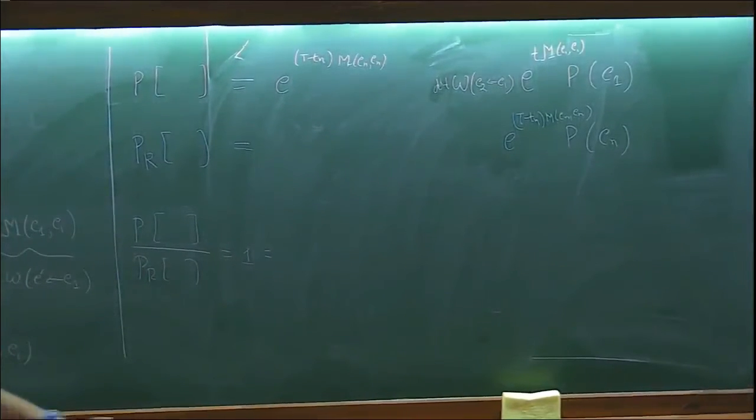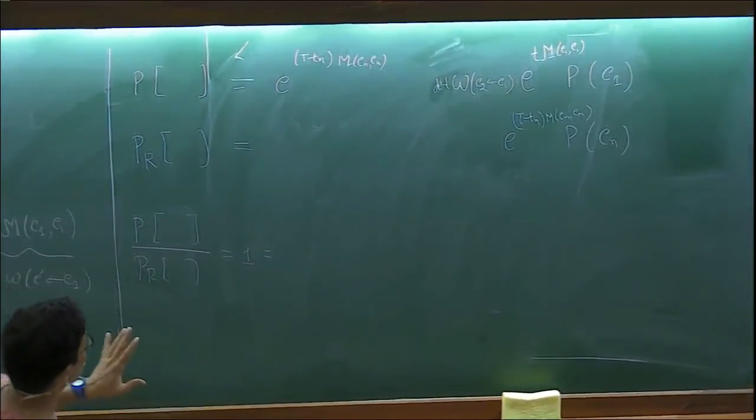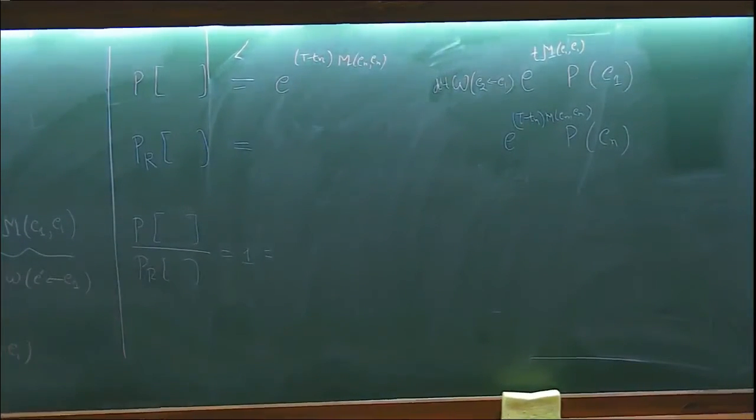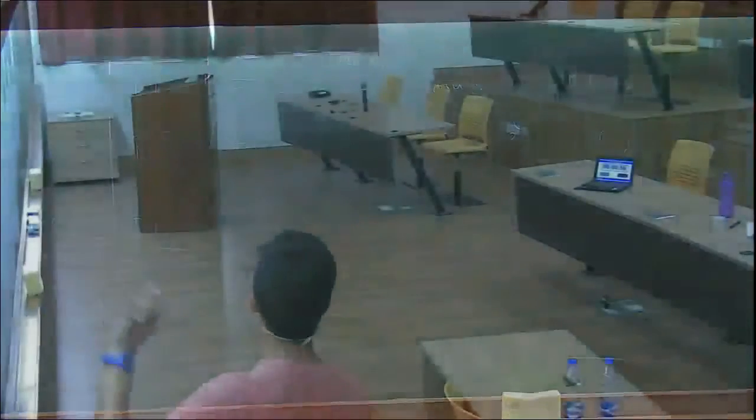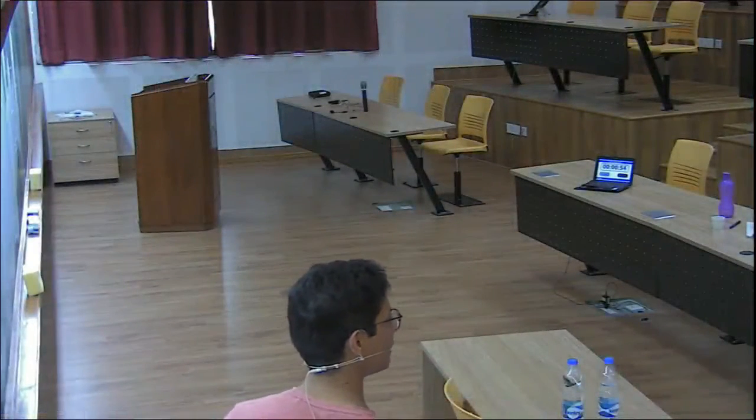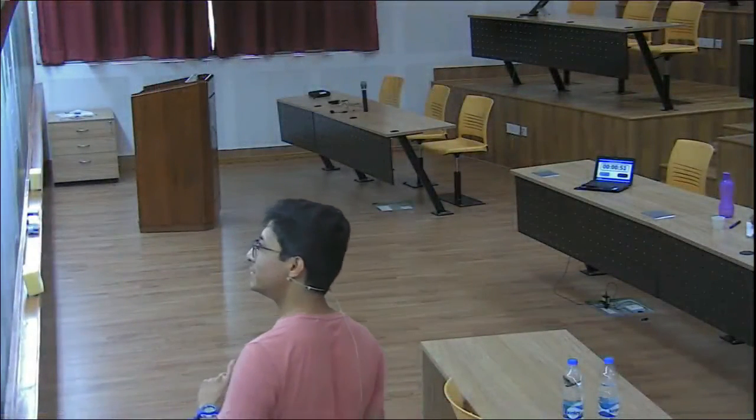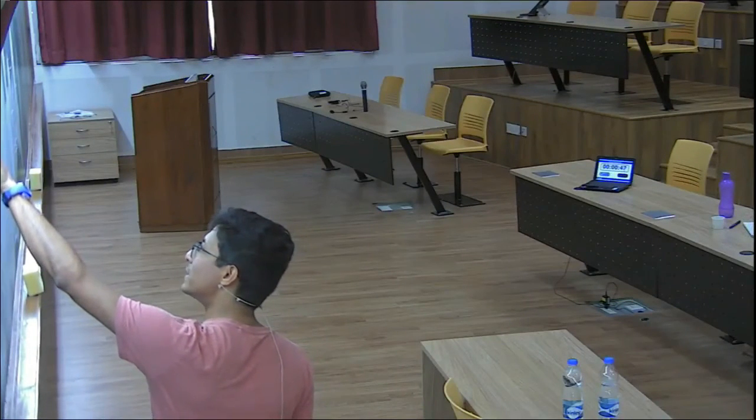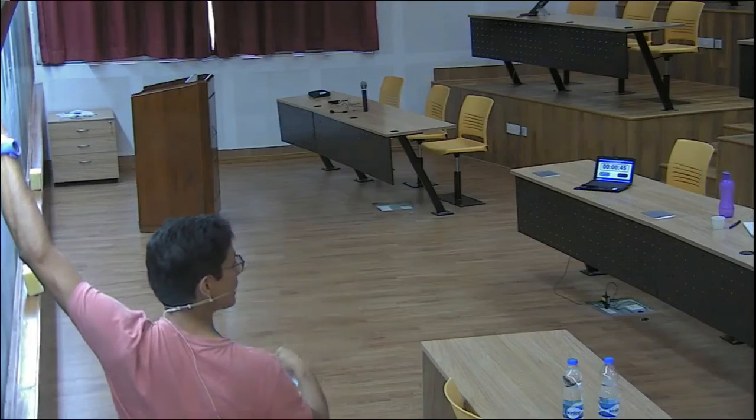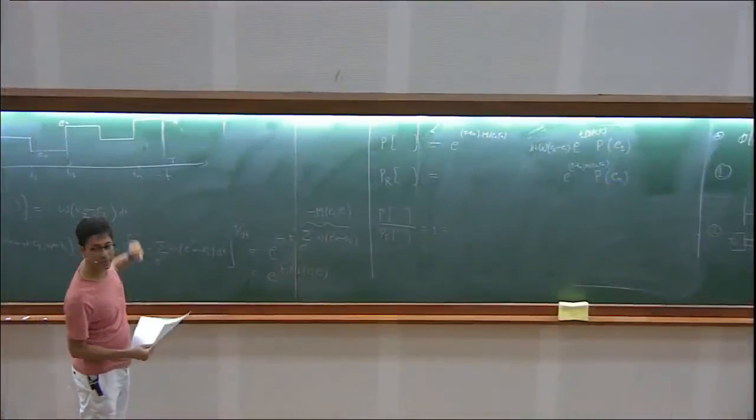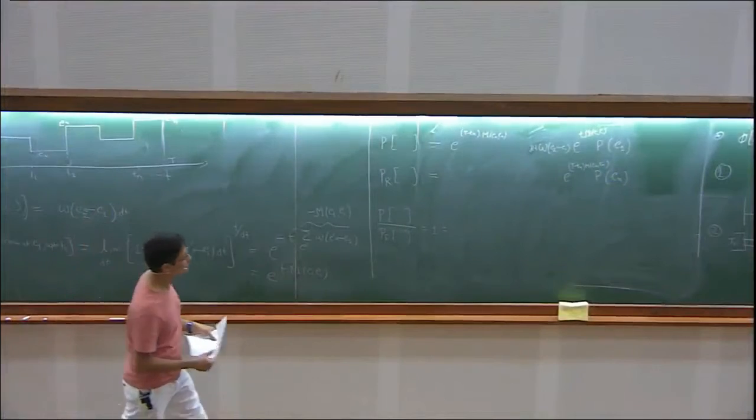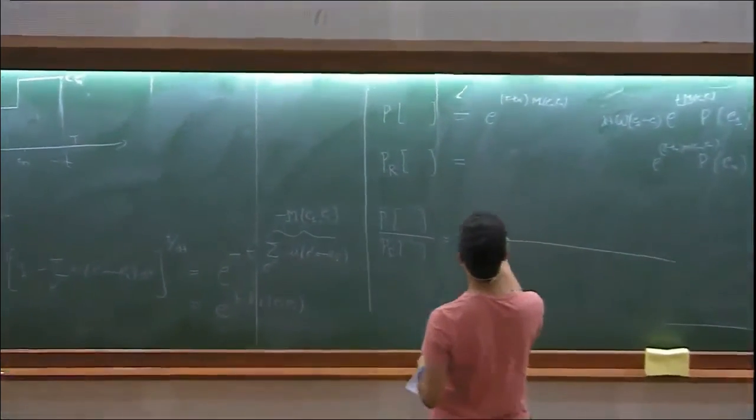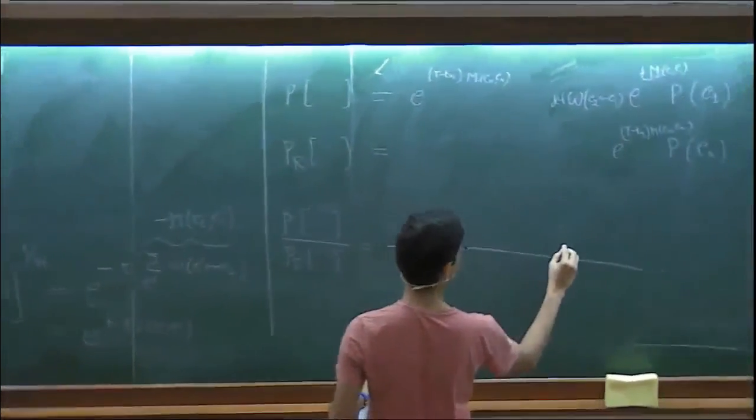If you just do the calculation, you see that all these exponential terms just cancel, because it remained exactly the same amount of time in both trajectories. The only difference is that in the forward trajectory, it went from Cn minus 1 to Cn, while in the reverse trajectory, it goes from Cn to Cn minus 1. So this ratio would be the product of all those.